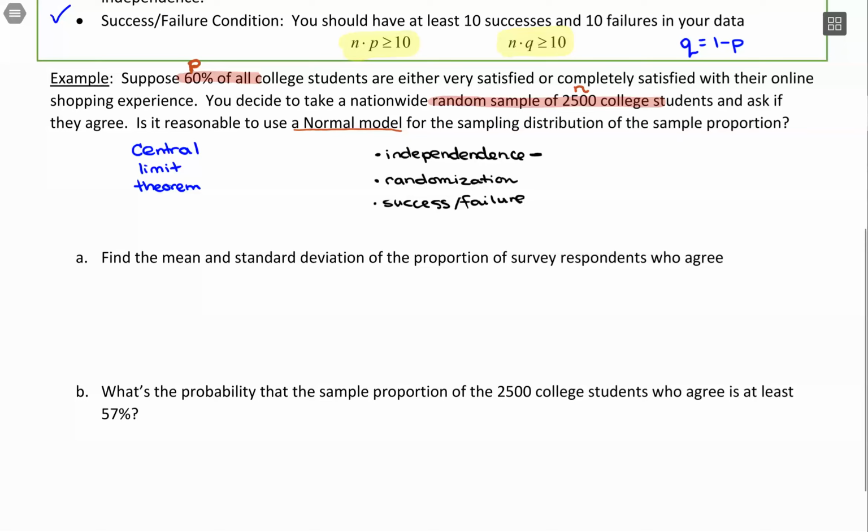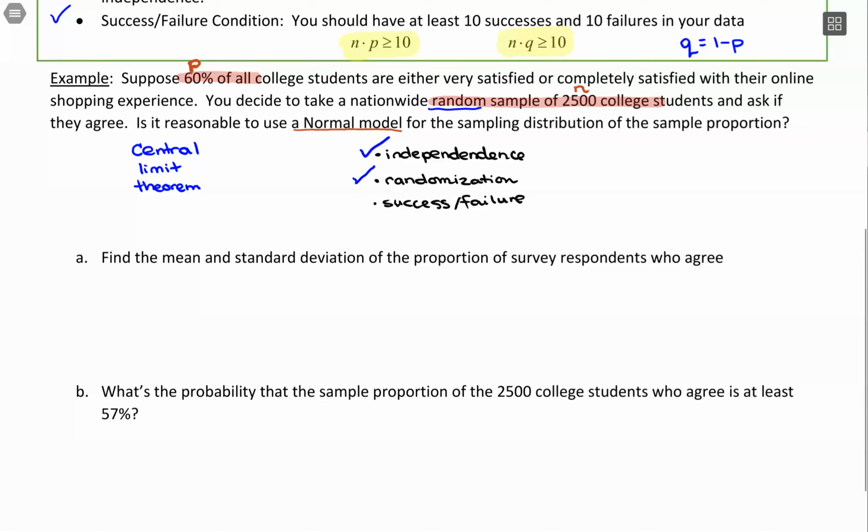So independence, when it's going to be sampling people, the easiest way to think about it is that 10% condition. So 2,500 college students, that's less than 10% of all college students. I'm not going to ask you to write an explanation here, but that would be what I would write out. Really, I just want to know that you thought about, is there independence here? Are there answers influencing each other? Which, no, there isn't. So just write down independence with a little check mark to show you thought about it, and we're good to go. Randomization, we'll have that because they say it's a random sample, so we're all good there.